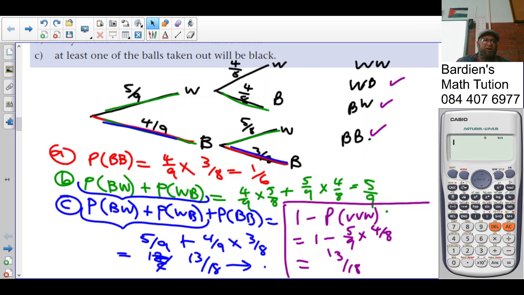Homework exercise 12.5. You do for me the odd numbers out of exercise 12.5.